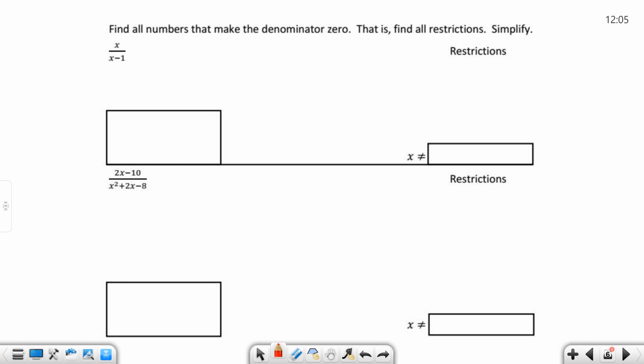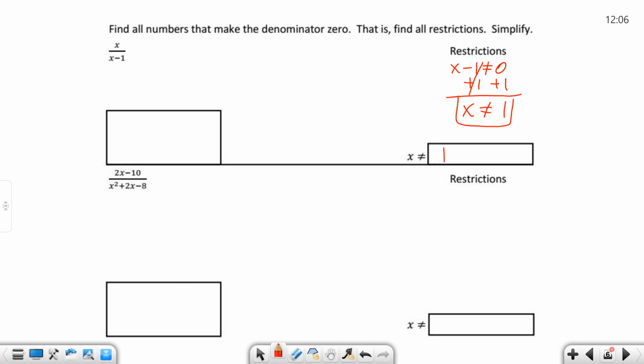So how do I find my restrictions? I take the denominator not equal to 0. So x minus 1 not equal to 0. The only reason I put not equal to is because it's a denominator. I'm reminding myself that it's a restricted value. It's the same thing as equals, just with a slash through it. Solve it the same way. So x cannot equal 1. I already have the x not equals here, so the only thing we put in here is 1.